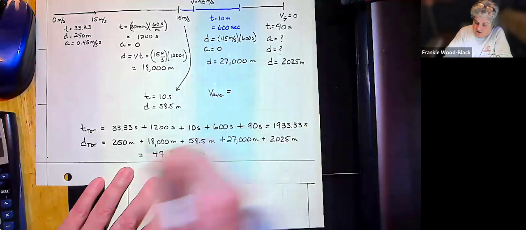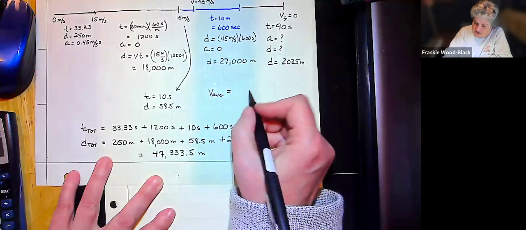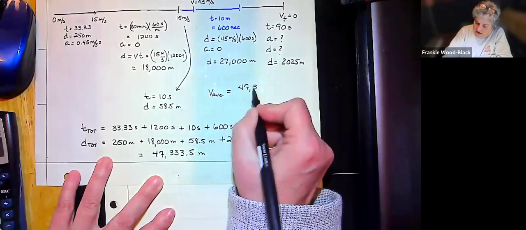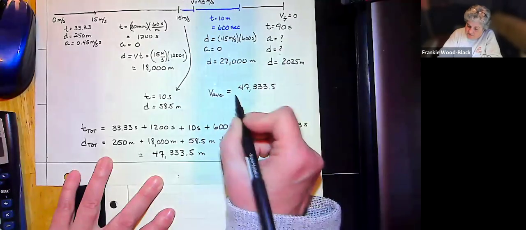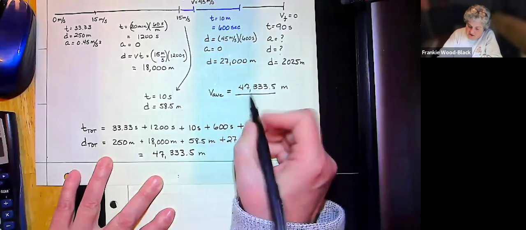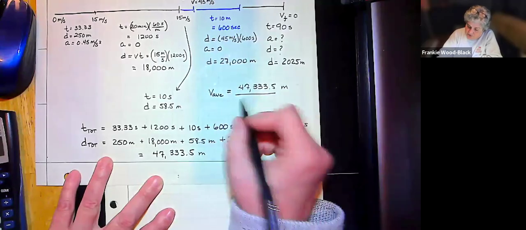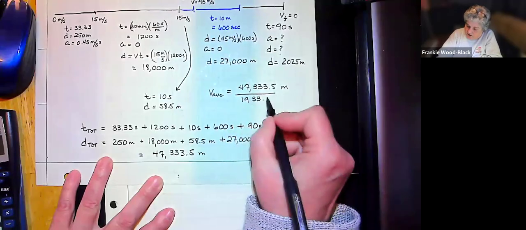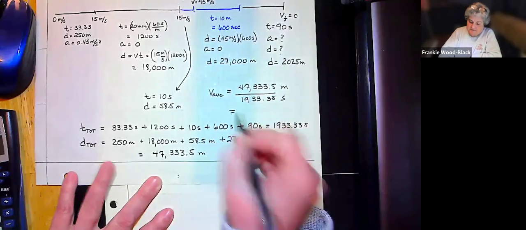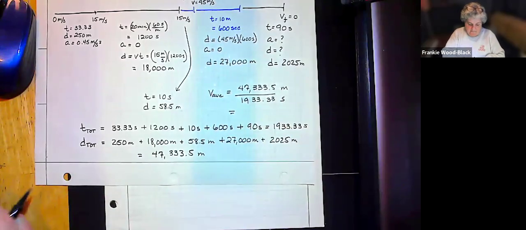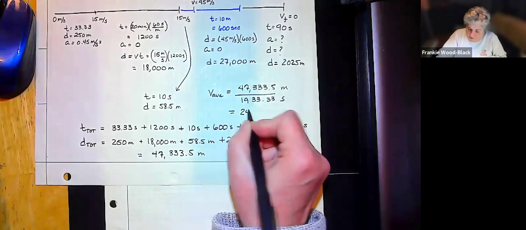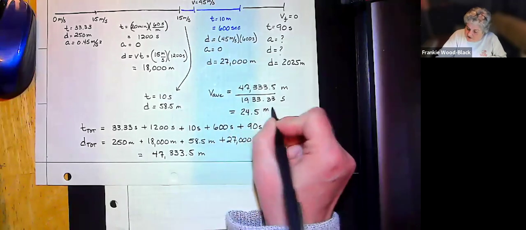That's our average velocity. That's our total distance, 47,333.5 meters, divided by my total time, which was 1933.33 seconds. And that gives me 24.5 meters per second.